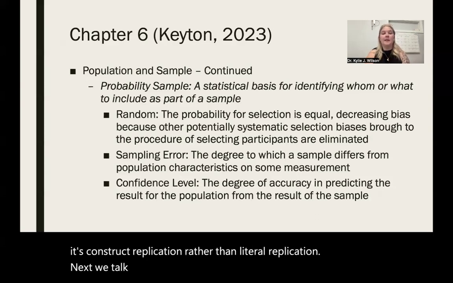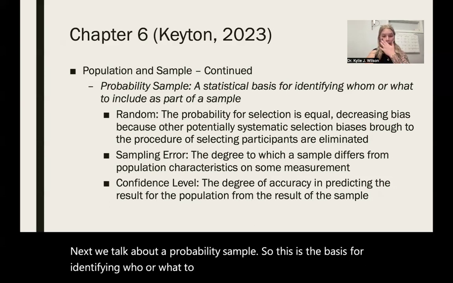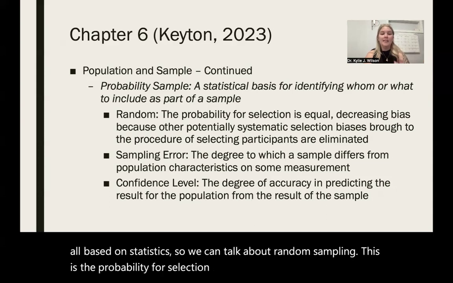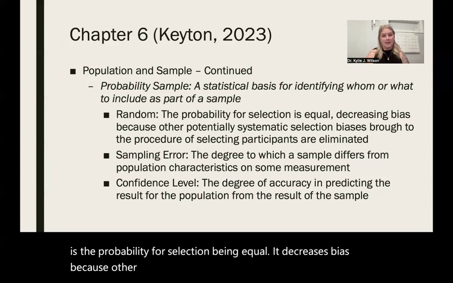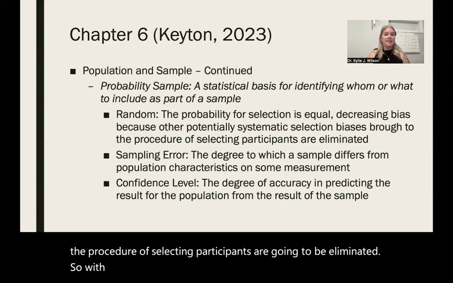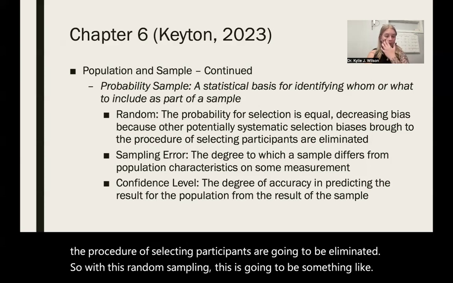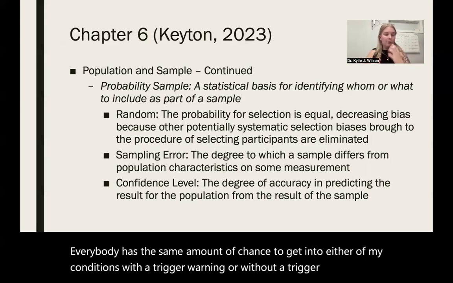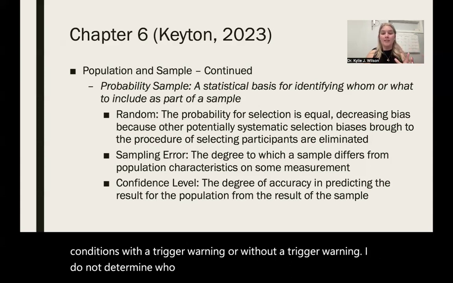Next, we talk about a probability sample. So this is the basis for identifying who or what to include as part of the sample. And it's all based on statistics. So we can talk about random sampling. This is the probability for selection being equal. It decreases bias because other potentially systematic selection biases brought to the procedure of selecting participants are going to be eliminated. So with this random sampling, everybody has the same amount of chance to get into either of my conditions with a trigger warning or without a trigger warning. I do not determine who is going into what, right?